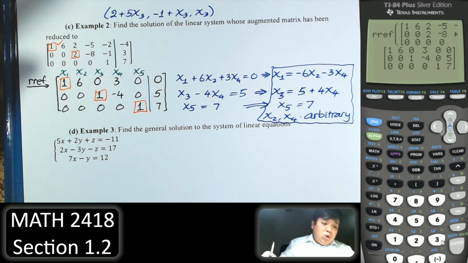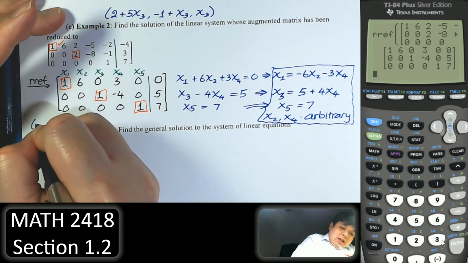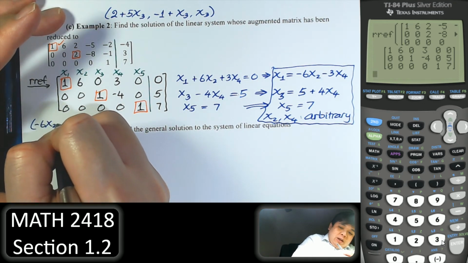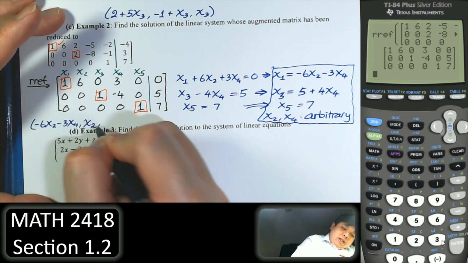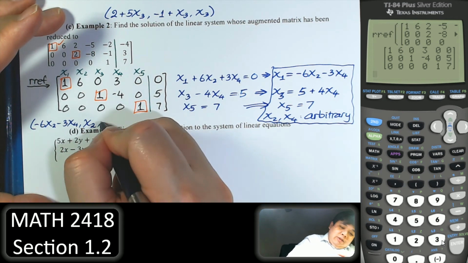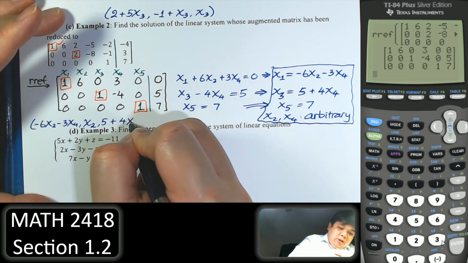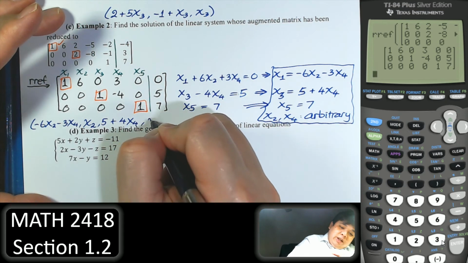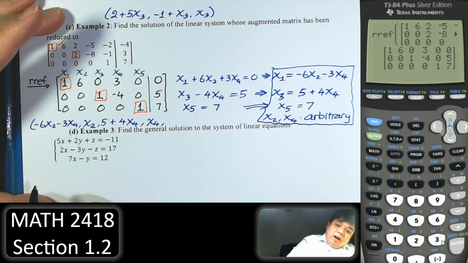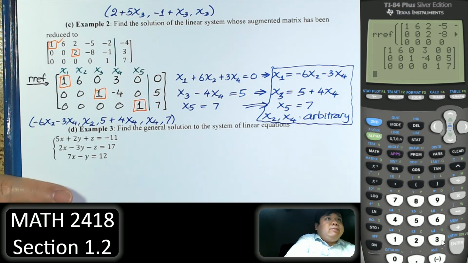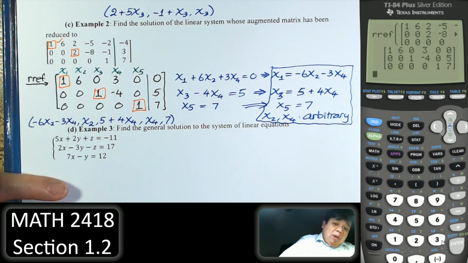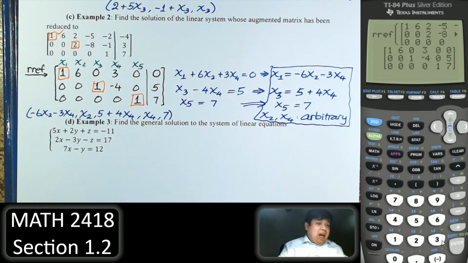Or we can write the solution as x1 equals negative 6x2 negative 3x4. x2 is arbitrary. x3 is 5 plus 4x4. x4 is arbitrary. x5 is 7. So that's what we have. Right. Arbitrary. In this class, we usually mean all real numbers.